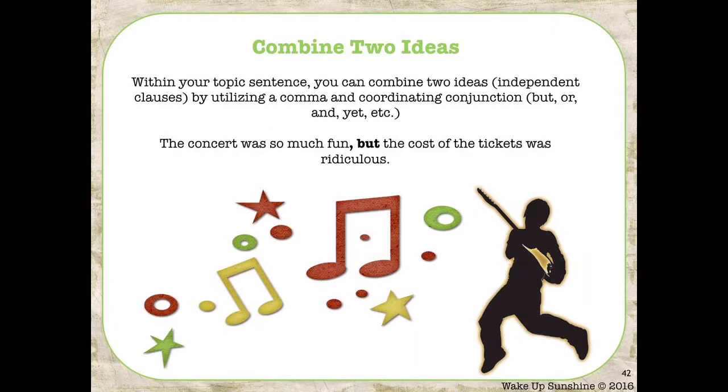Just make sure that you put the comma in front of the conjunction so that the sentence is grammatically correct. The example I've given you here is: the concert was so much fun, but the cost of tickets was ridiculous. So you'll notice the independent clause on the left side is the concert was so much fun. It's a sentence all by itself if I really wanted it to be. And the independent clause on the right is the cost of tickets was ridiculous. That could be a sentence all by itself as well. But by combining them and adding the coordinating conjunction in the middle, but, I now have a compound sentence that's combined two ideas and has created a more interesting topic sentence.